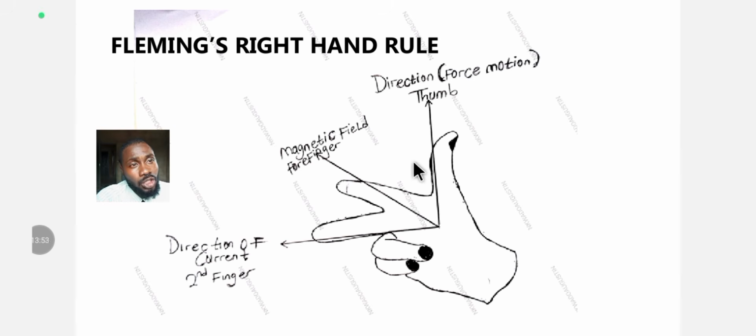And the thumb shows the direction of what? The motion. The forefinger, which is this one, shows what? The direction of the magnetic field. The second finger, that's this longest finger, shows what? The direction of the current.